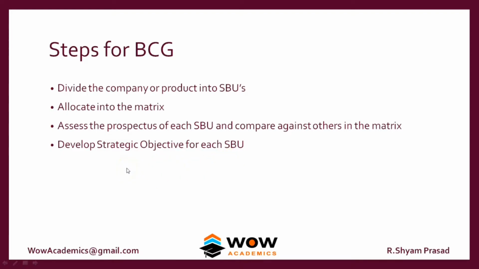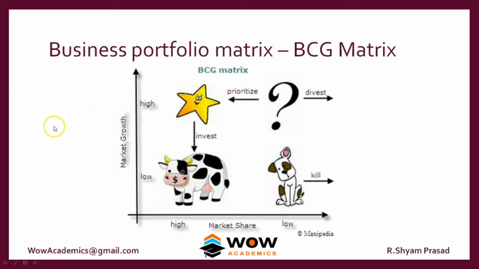For example, this is how the matrix actually looks. The matrix is divided on a 4 basis. Okay, it's a 2 by 2 matrix. On one side, you have the market growth rate, the rate at which it grows. On this side you have high, on this side you have low. In terms of relative market share, you have this side as high and this as low. Okay, so we'll first see what these 4 elements are. There are 4 elements inside the matrix.